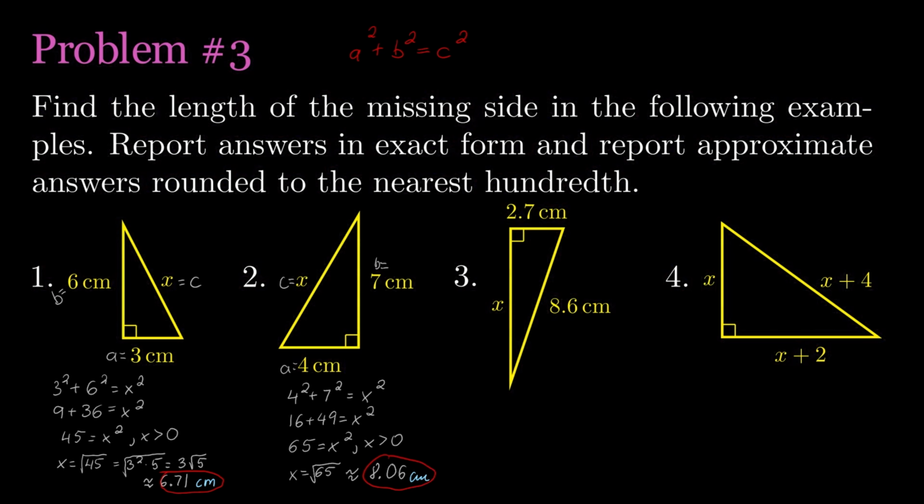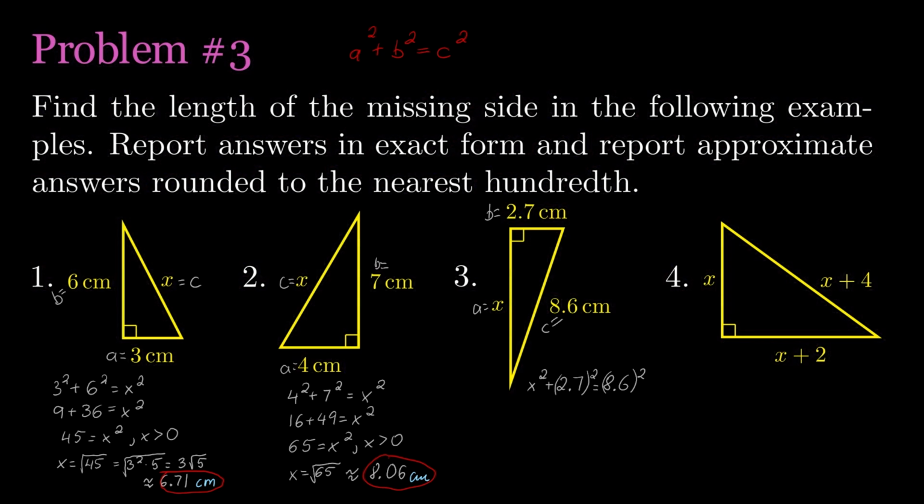In the third triangle, let's label the left leg A, the top leg B, and the hypotenuse C, and acknowledge that this time we are missing the length of the left leg. Still, the Pythagorean theorem applies the same way. So we have A, that means x squared, plus B, that means 2.7 squared, equals C, which is 8.6 squared.